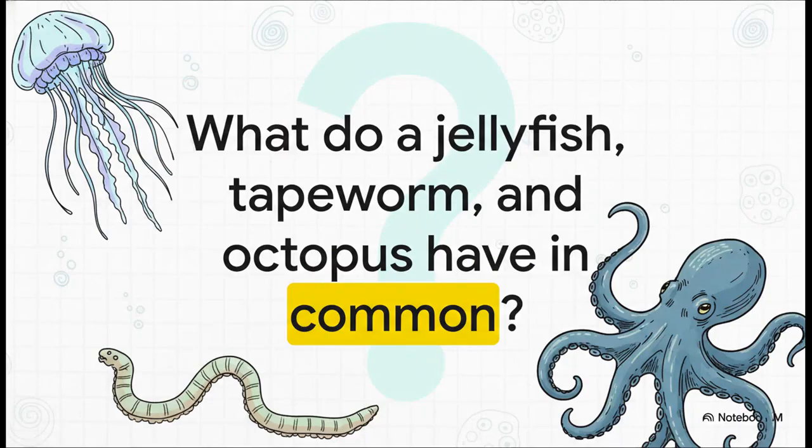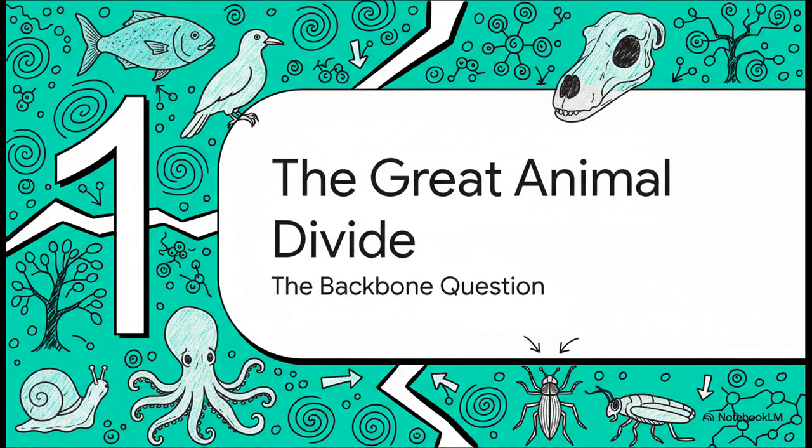So let's just jump right in with a little puzzle. What could a floating jellyfish, let's be honest, a pretty gross parasitic tapeworm, and a super clever octopus possibly have in common? I mean, they couldn't be more different. But believe it or not, the answer to this one question is the key to classifying all animal life. The answer lies in the single biggest split in the entire animal kingdom.